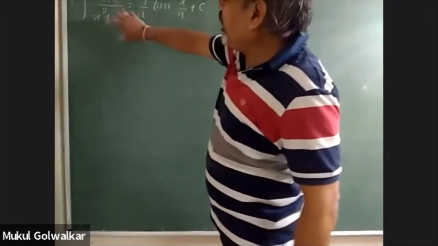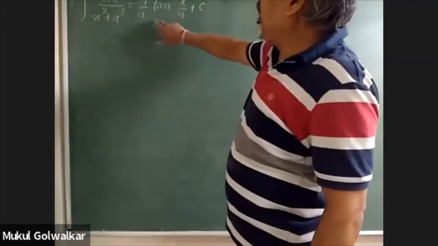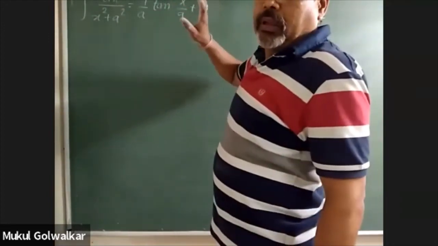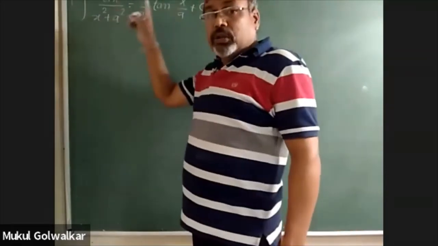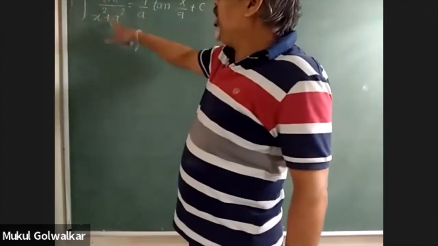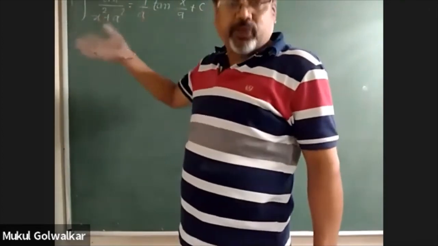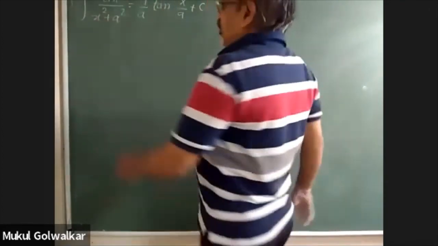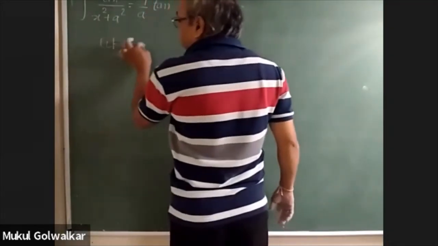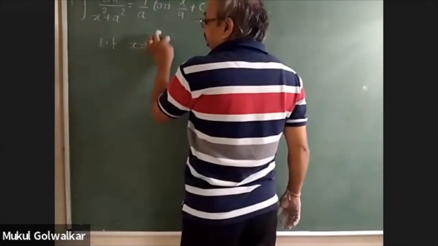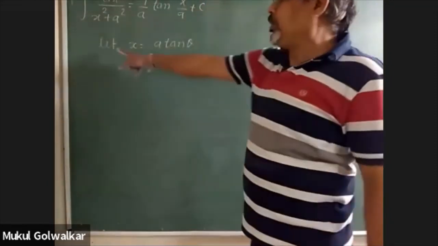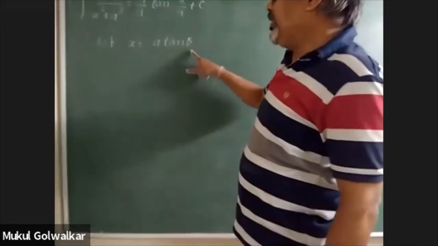So how did we get this particular answer, 1 by a into tan inverse x upon a? This standard formula I am deriving for you. This formula can also be derived with the help of integration by substitution. So I go for the substitution x is equal to a tan theta. Suppose I substitute x is equal to a into tan theta.